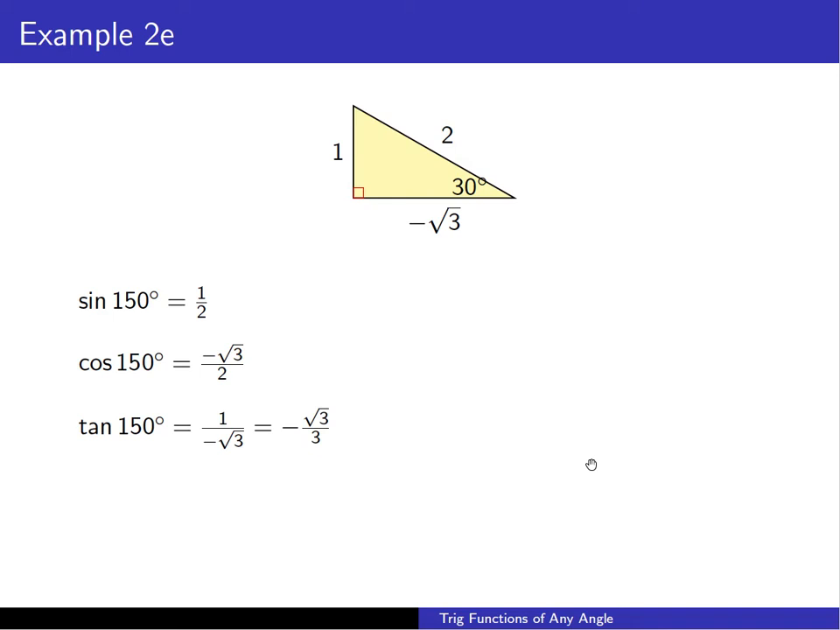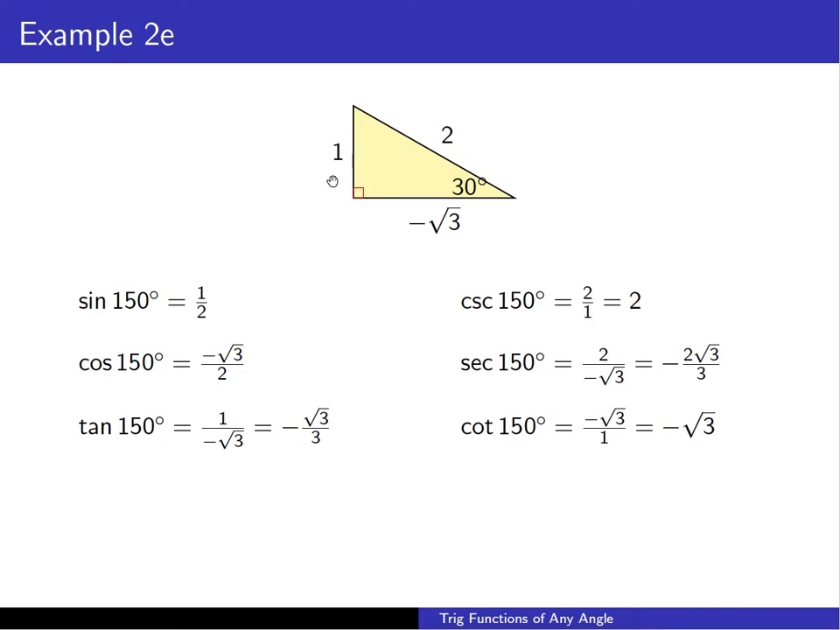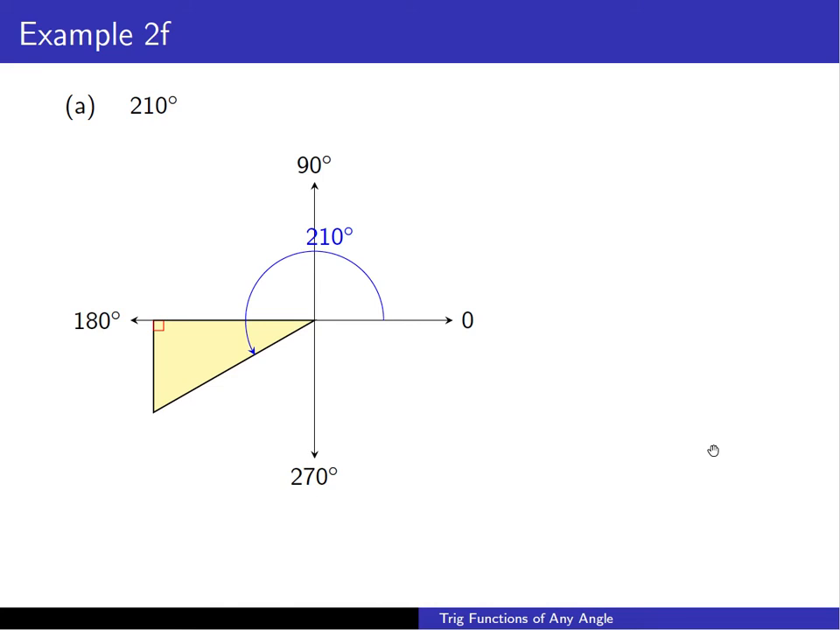For the reciprocals, reciprocal of sine is cosecant. That's going to be r over y, so 2 over 1 is 2 for 150 degrees. Reciprocal of cosine is secant, r over x, 2 over negative square root of 3, which we saw in the last example, gives us negative 2 square root of 3 over 3. And finally, reciprocal of tangent is cotangent, x over y, negative square root of 3 over 1 is negative square root of 3.